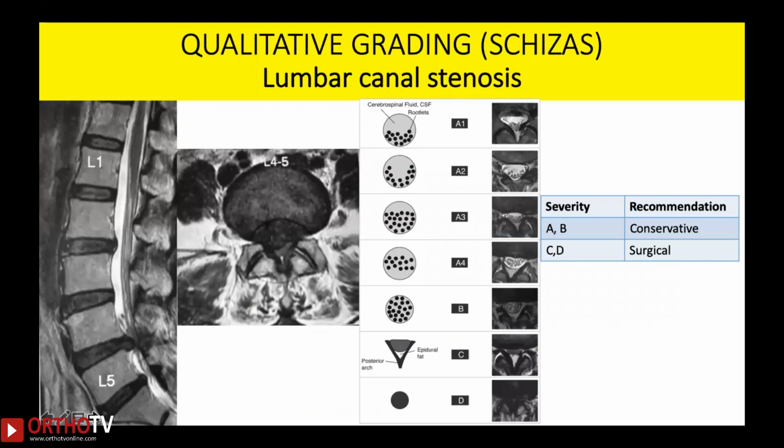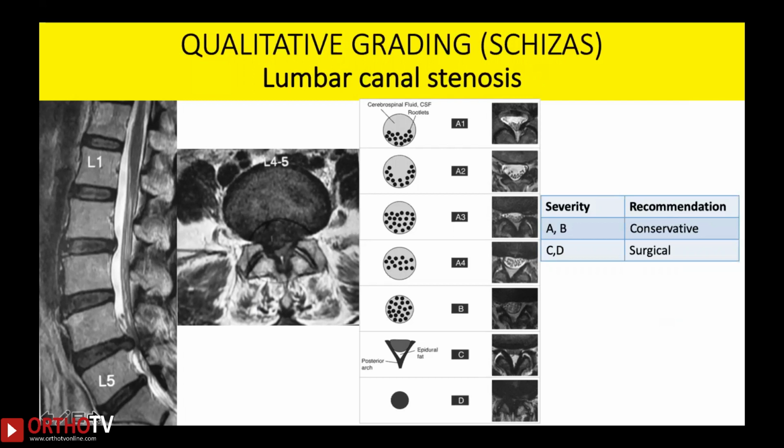There is a qualitative grading described by Schizas et al. to explain the severity of lumbar canal stenosis, divided broadly into A, B, C, and D. A and B are categories where you can identify the individual nerve roots, and when you can identify the individual nerve roots, the plan is usually conservative.